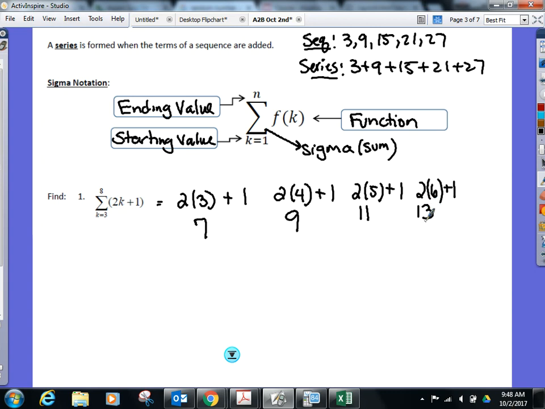Everyone see how you're producing your sequence now. And then 2 times 7 plus 1, give me 15. 2 times 8 plus 1, 17. Yes? Should we be able to figure out the sequence of anything by just using 3 of those? You could, but you got to make sure you know when to stop.